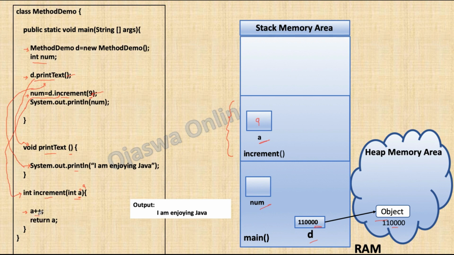++ is an increment operator. This is the shorthand for a equal to a plus 1. It increments the value by 1. So the value of a is 9 plus 1 equal to 10. Hence the updated value of variable a is 10.